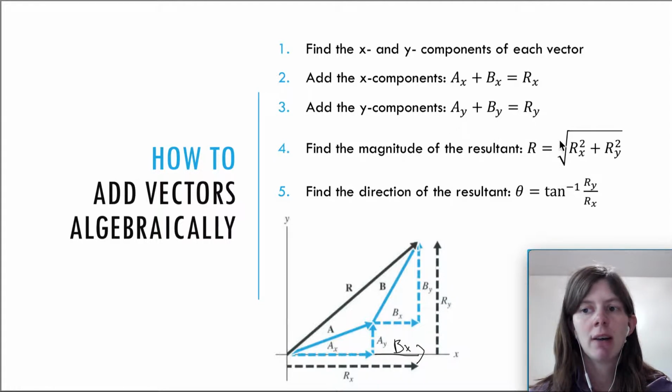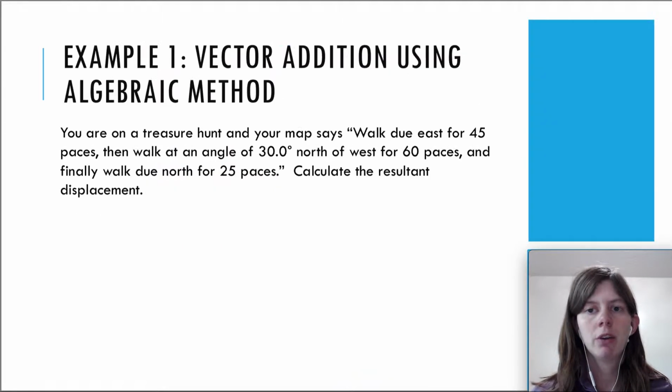Once you have rx and ry, which are the x and y components of the resultant, you can use the Pythagorean theorem to find the resultant. rx and ry form the legs of the right triangle and r is the hypotenuse. Then you use the arctan to find the angle. We'll talk about this in depth in the two examples I'm going to go over in this video. The first example is the same one we did earlier using the tip-to-tail method, but this time we're going to do it using the algebraic method.